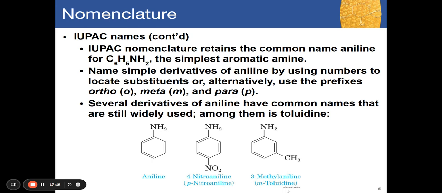For this one, this is toluidine. This is correct. So for the IUPAC name, it should be 3-methyl. Why 3? If we're going to count counterclockwise starting from your amino, this would be 1, 2, 3, 4, 5. It will give number 5 to your methyl. But if we're going to count clockwise, this would be 1, 2, and 3. So between clockwise and counterclockwise, clockwise gives the least number, so we should follow that numbering. So that will be 3-methyl plus your aniline group. Now, the common name of this one is m-toluidine.